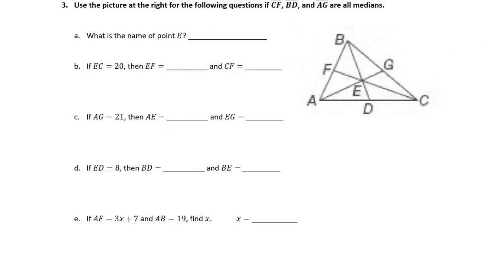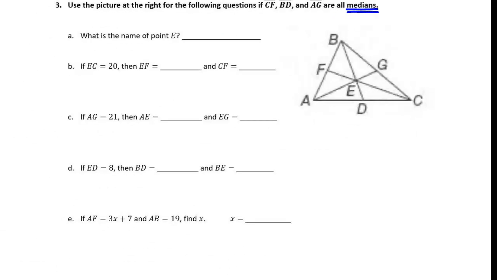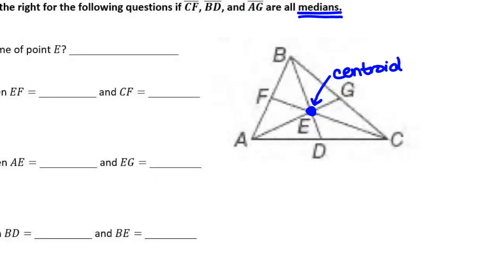So flipping over to the back side of this page, it says use the picture at the right for the following questions. If CF, BD, and AG are all medians, what is the name of point E right here? This is where all 3 medians are coming together and intersecting. Centroid, yes. So that's my answer for part A.